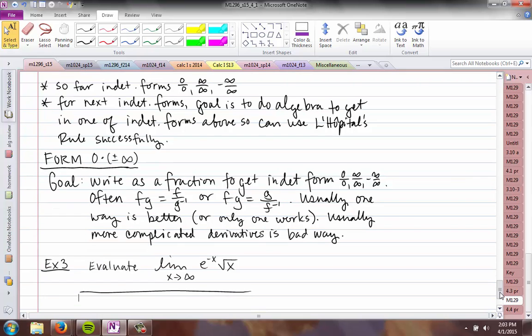Just a tip here: there's usually one way that's better than the other. As a rule of thumb, the more complicated function, if you put it in the denominator raised to the negative 1 power, is usually the arrangement that doesn't work. So try to keep the functions on the top and the bottom as simple as possible, but still write it as a fraction. That's usually the way that works the best.